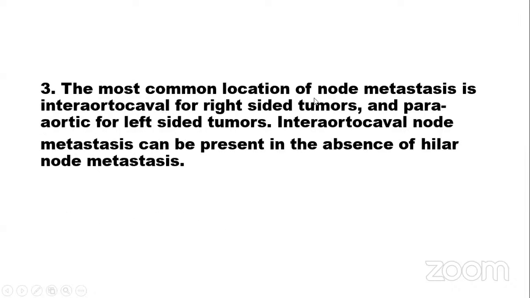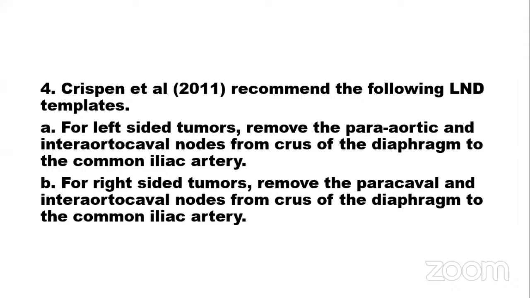The most common location of node metastasis is interaortocaval for right-sided tumors and para-aortic for left-sided tumors, as I mentioned previously. Interaortocaval metastasis can be present in the absence of hilar metastasis. So with hilar metastasis, interaortocaval metastasis can be present or absent. If there is hilar metastasis, you might not find interaortocaval lymph nodes. So the right side goes to the interaortocaval nodes, and the left side goes to the para-aortic lymph nodes.